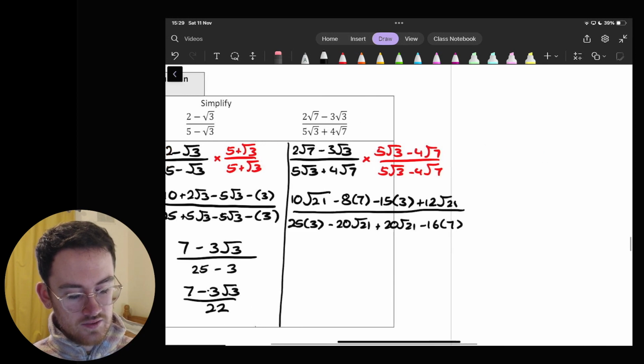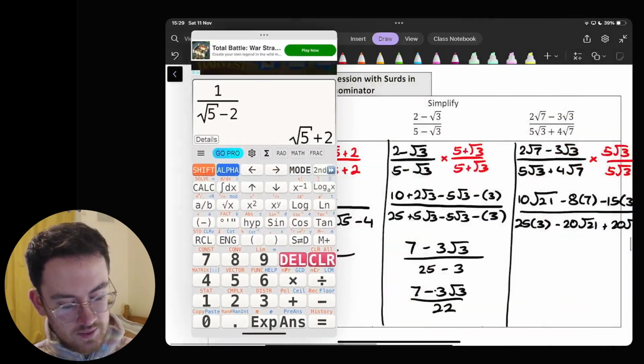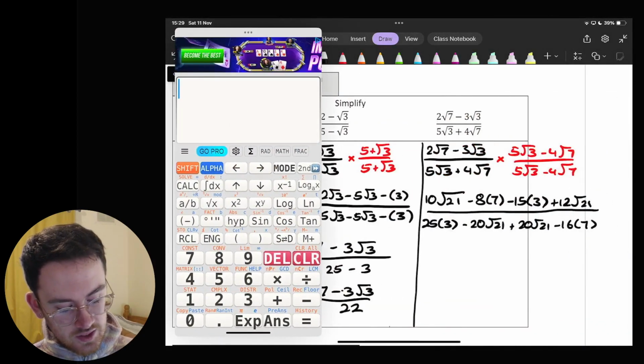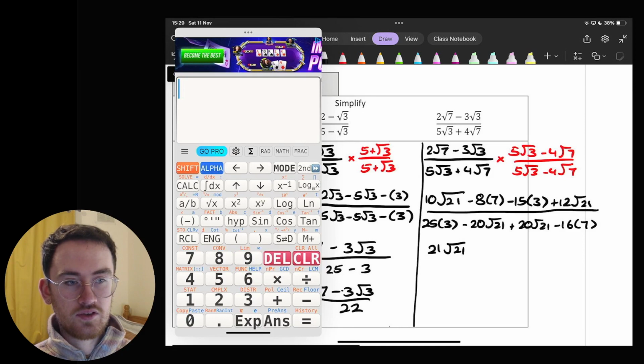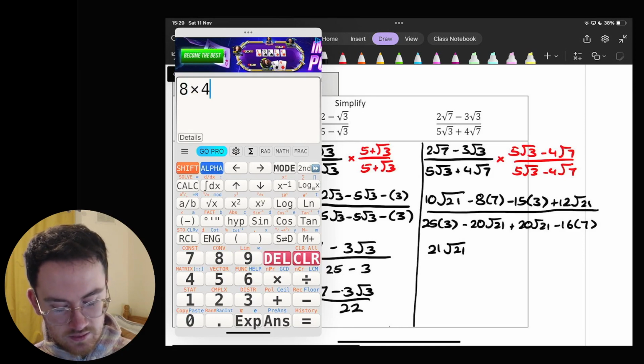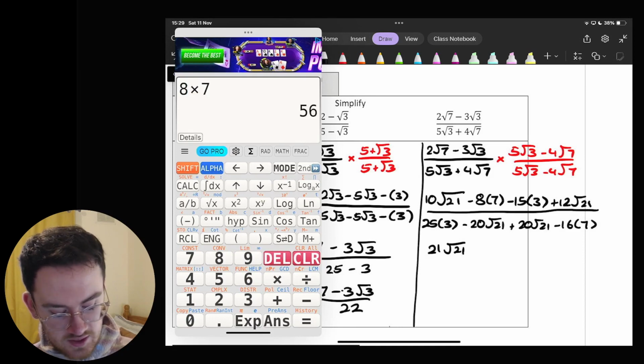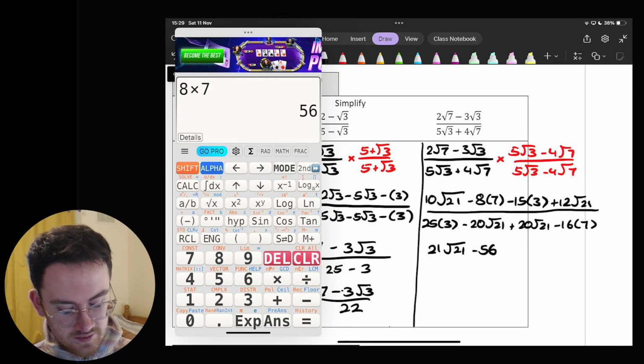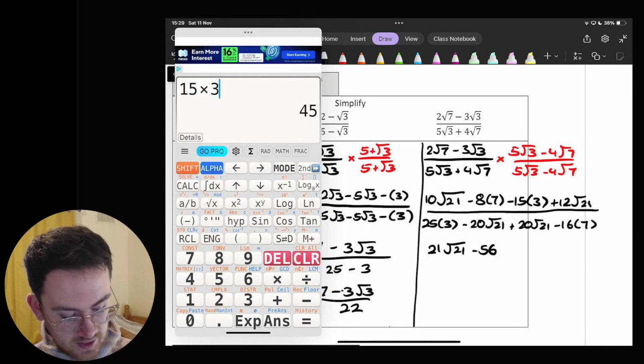Okay, so we have a lot of different parts to work out here, so let me get my calculator ready. So 10 root 21 plus 12 root 21 gives me 21 root 21. Okay, I can't do an awful lot with that part. 8 times 7, okay, again, don't mind checking that on my calculator. 56, 15 times 3, again, 45.